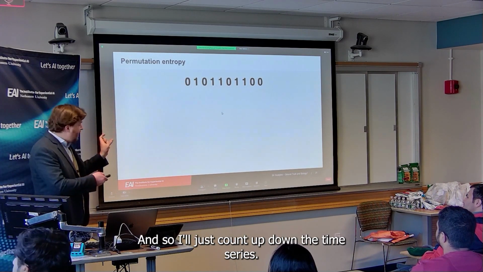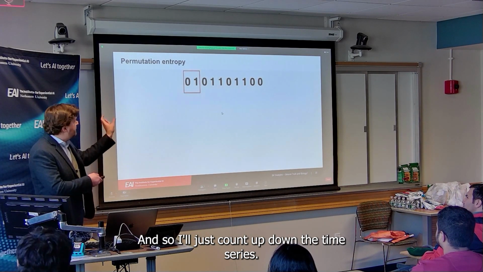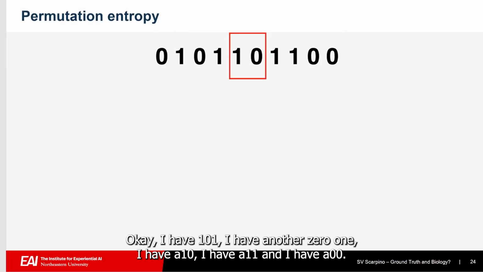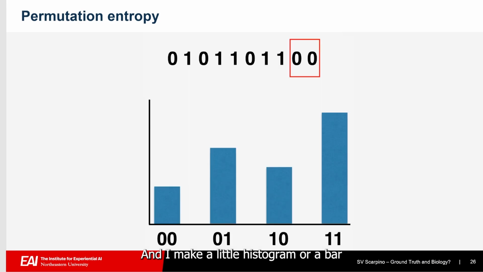And so I'll just count up down the time series. Okay, I have 1, 0, I have another 0, 1, I have a 1, 0, I have a 1, 1, and I have a 0, 0. And I make a little histogram or bar plot over the number of times I observe these different symbols. And the flatness of this, or the Shannon entropy, is the permutation entropy. And 1 minus that is how predictable it is. So the flatter this distribution is, the less predictable it is.